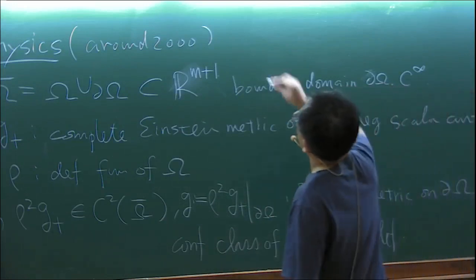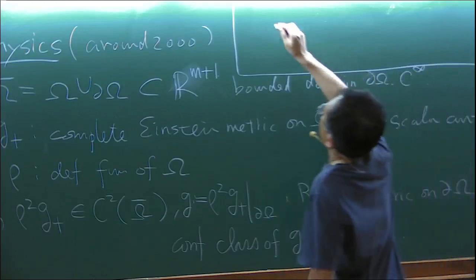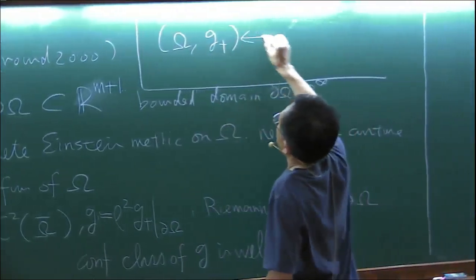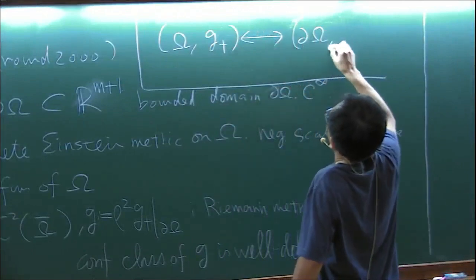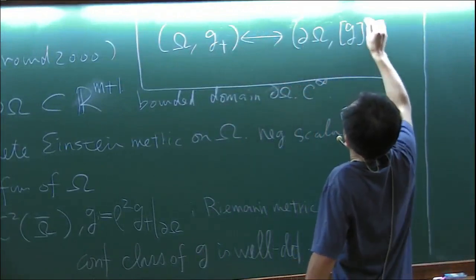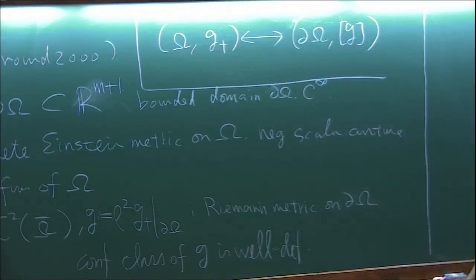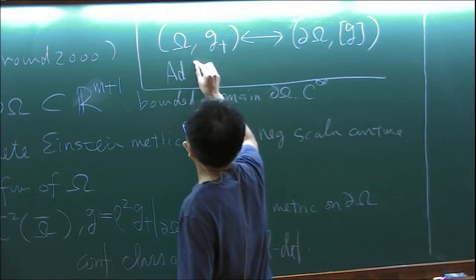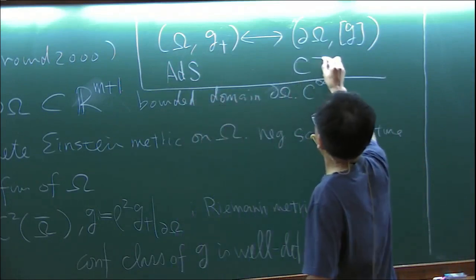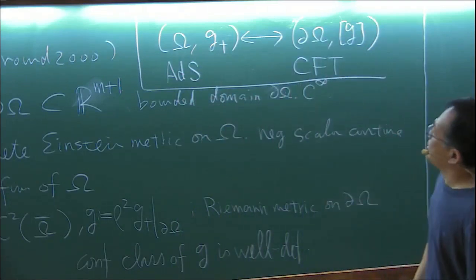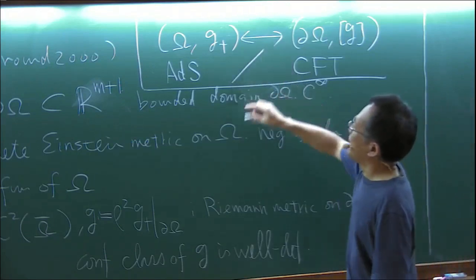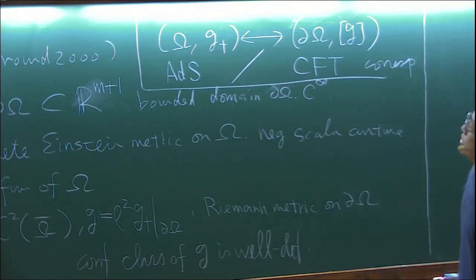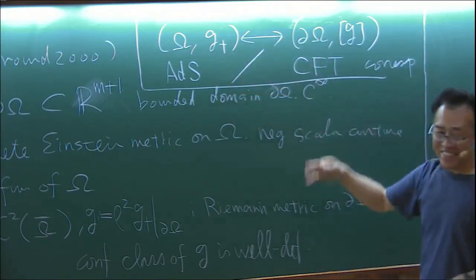So you start with omega and G plus. This is a complete manifold. Then you have a boundary with a conformal structure. Physicists call this AdS space, anti-de Sitter space, and this is called conformal field theory, which I don't know much about. So this is called the AdS/CFT correspondence. From here to here is easy, just taking the boundary value.